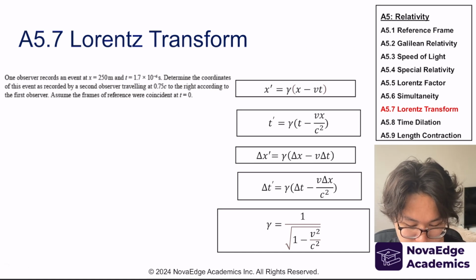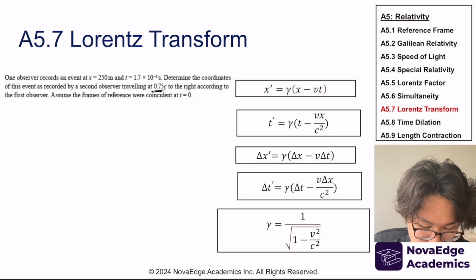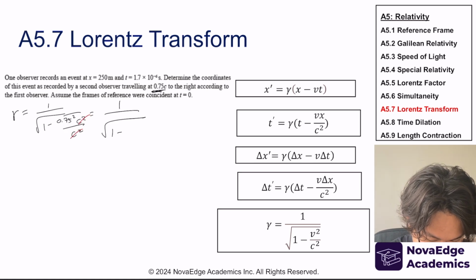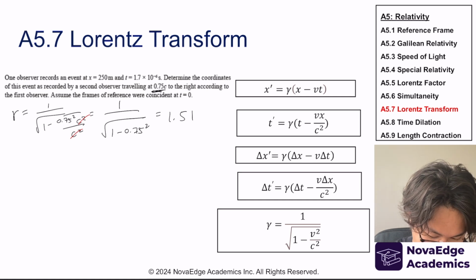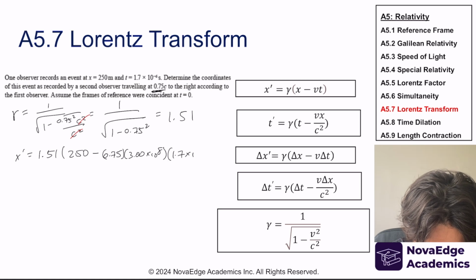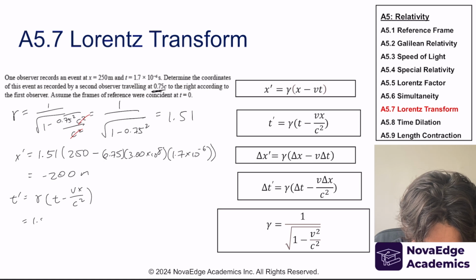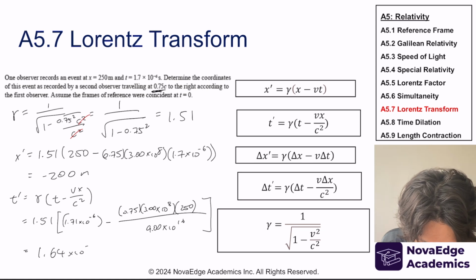Let's try another problem to try and nail this down. So pause the video and give this one a try. Alright, same thing, but now the velocity's changed, so we need to recalculate the Lorentz factor. And you should get 1.51 or just 1.5. Okay, and yeah, let's calculate the x prime. Minus 200 meters. And t prime, same thing. You should get 1.64 times 10 to the power of negative 6 seconds.